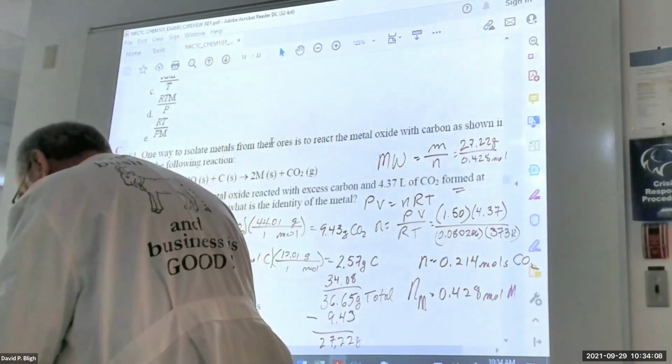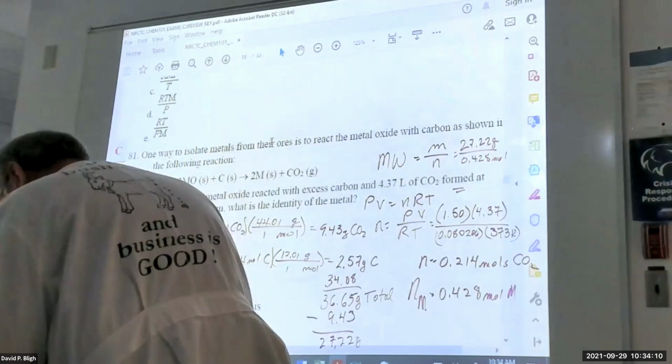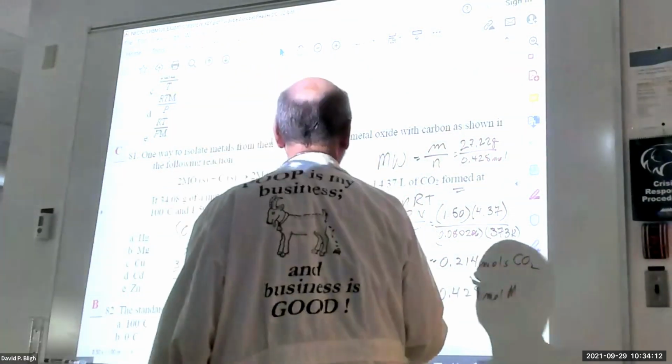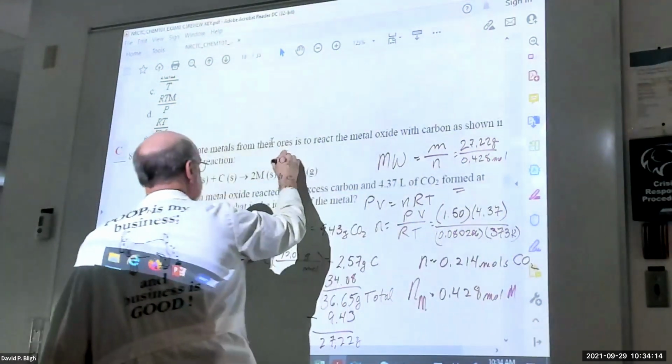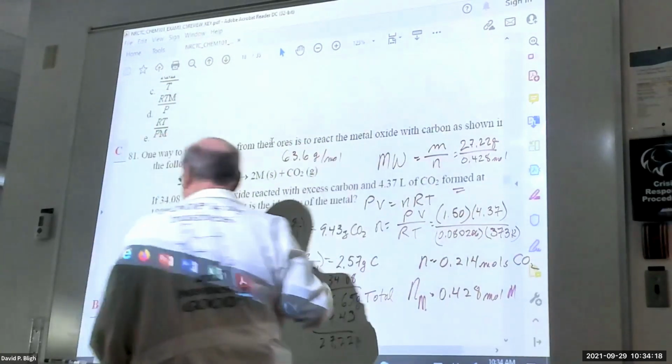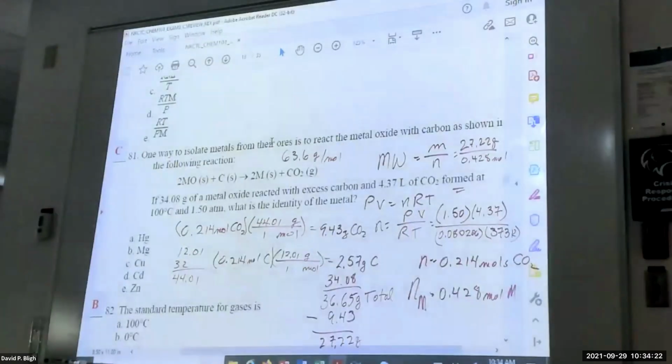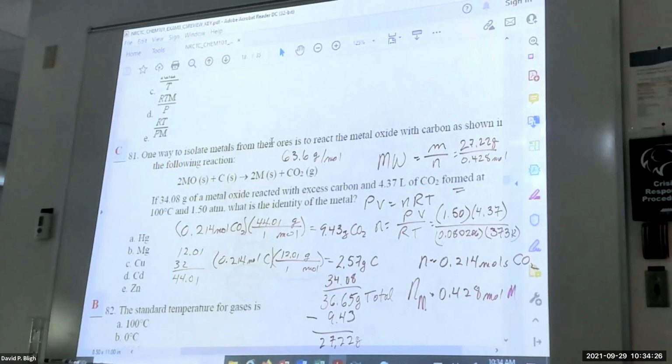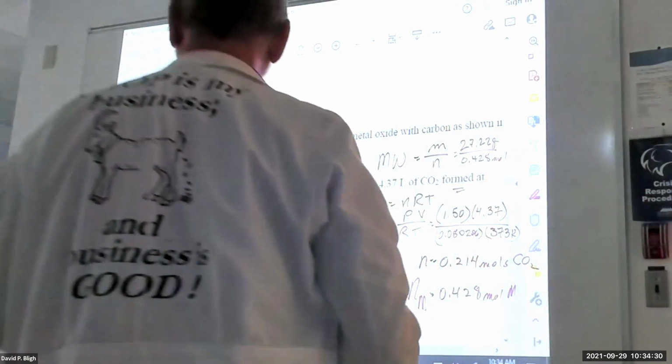27.22.428 divided is 63.6 grams per mole. 63.6 grams per mole. Now you have to go to the periodic table. 63.6. That's not getting close. Looks like copper is the closest one. There.